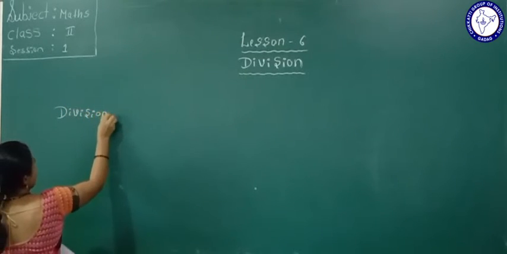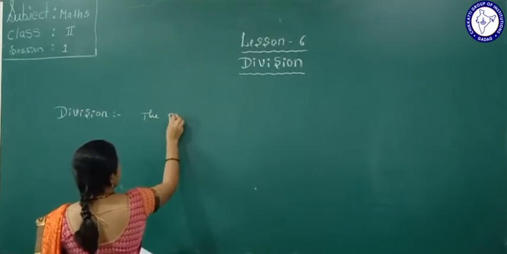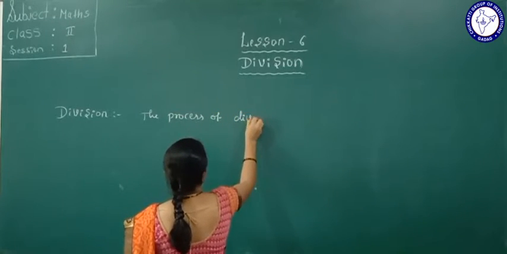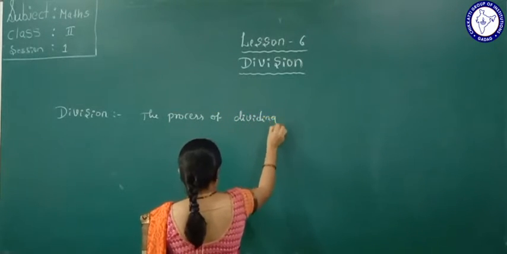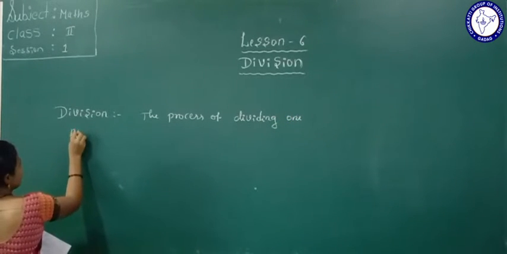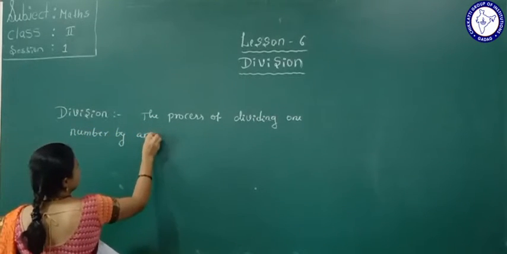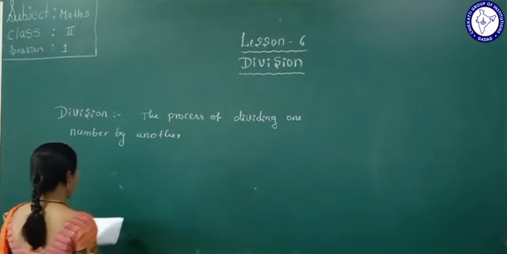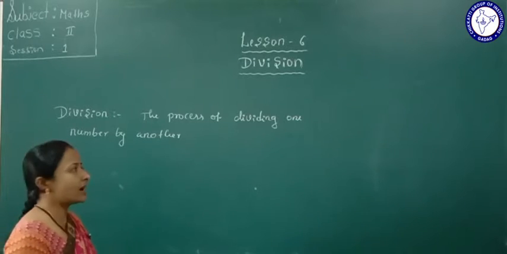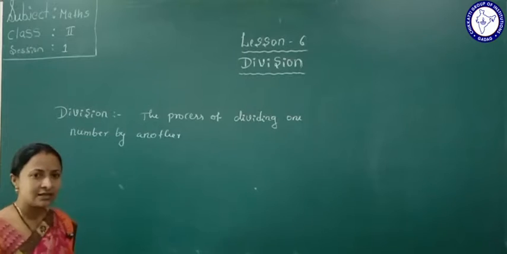So division means we can call the process of dividing one number by another. Yes, this we can call division. Division means what? The process of dividing one number by another. This we can call a division.